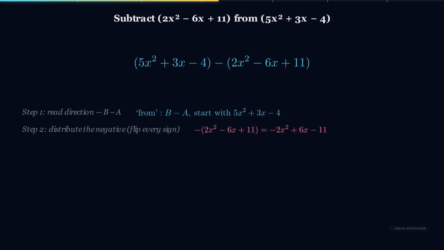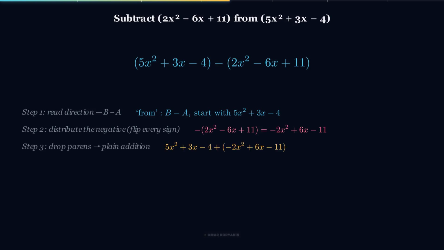Step 2. Distribute the negative sign through the second polynomial. The negative one in front of the second polynomial multiplies every term inside, flipping every sign. Plus 2x squared becomes negative 2x squared. Negative 6x becomes positive 6x. Plus 11 becomes negative 11. The expression becomes 5x squared plus 3x minus 4 plus the polynomial negative 2x squared plus 6x minus 11.